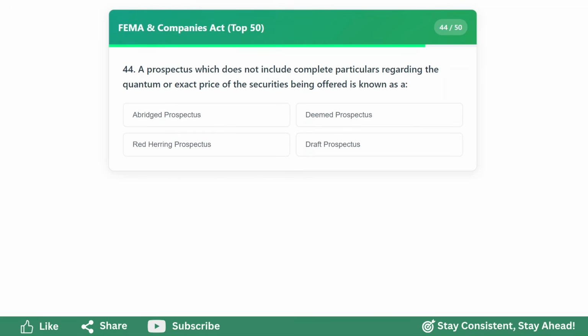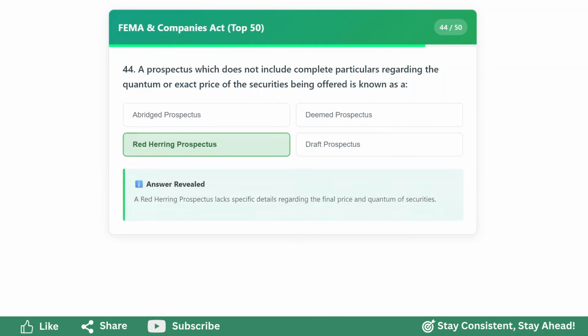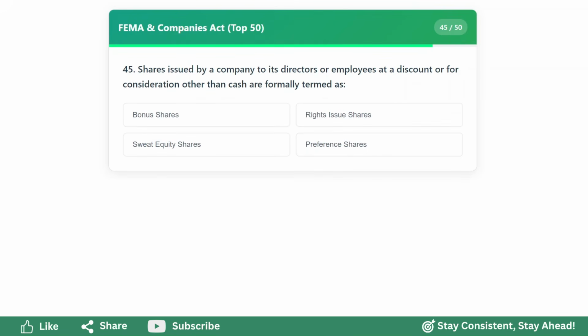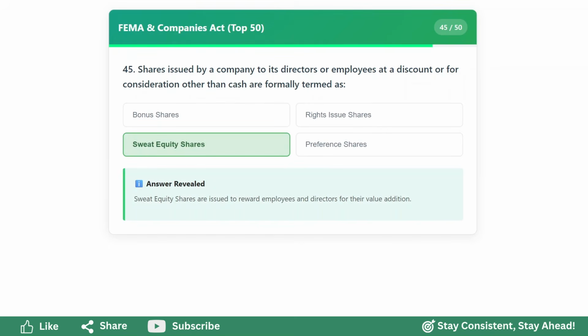1 year. A prospectus which does not include complete particulars regarding the quantum or exact price of the securities being offered is known as a red herring prospectus. Shares issued by a company to its directors or employees at a discount or for consideration other than cash are formally termed as sweat equity shares.